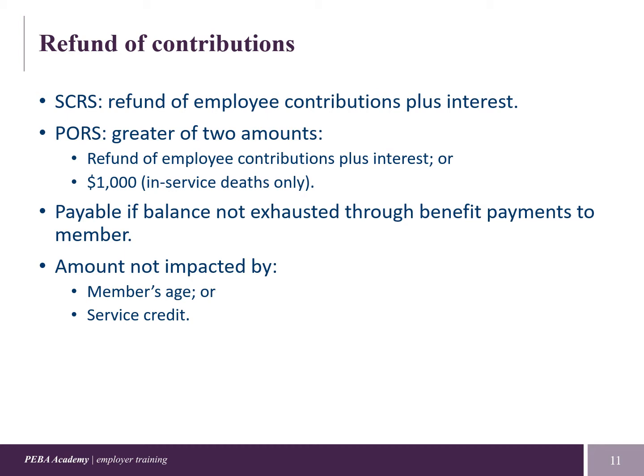In the case of a PORS refund payment, the beneficiary will receive the balance of the member's account or $1,000, whichever is more. This $1,000 minimum payment provision applies only when a member dies in service. The refund payment is due to the beneficiary if the decedent's account balance has not been exhausted through monthly benefit payments to the member or any survivorship beneficiaries. The refund amount payable is not impacted by the member's age or service credit.